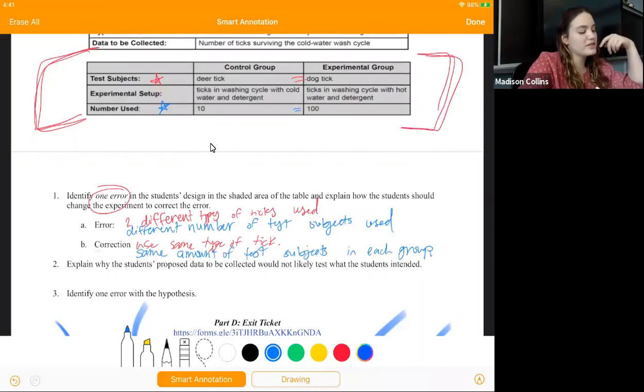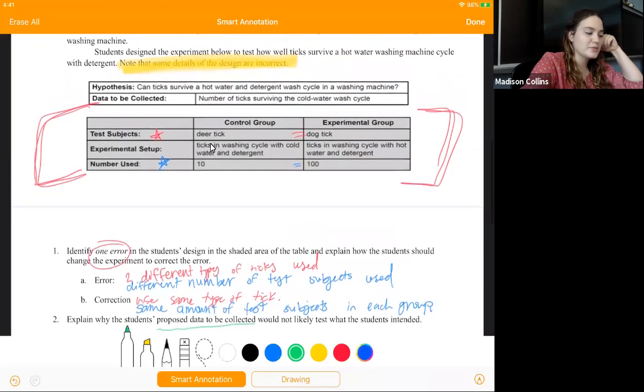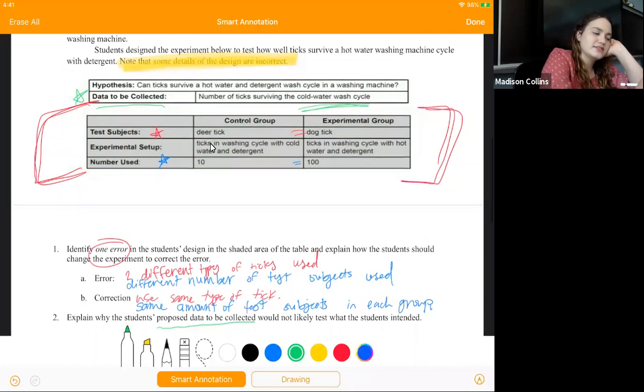Okay, number 2, explain why the student's proposed data to be collected would not likely test what the students intended. So you can find that proposed data to be collected up here at the top of this graph, where it says data to be collected. And we see that the data that the students are planning on collecting is the number of ticks surviving the cold water wash cycle. But the students intended to test if ticks can survive a hot water and detergent wash cycle in a washing machine. So if they're only collecting data about the cold water wash cycle, are they going to be able to prove if hot water and detergent affected the ticks?